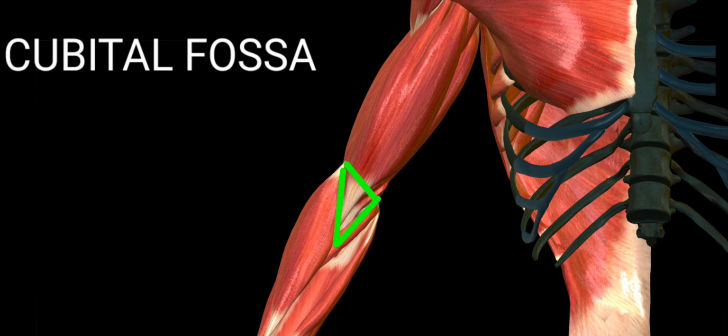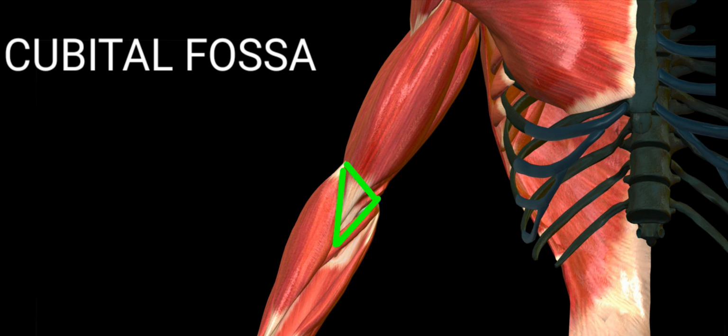Today we will study about cubital fossa. As you can see in the figure, cubital fossa is a triangular hollow structure which is present in front of the elbow. It is homologous with the popliteal fossa of the lower limb, which is situated on the back of the knee. Before going to the contents and boundaries, we will first see the floor of the cubital fossa.